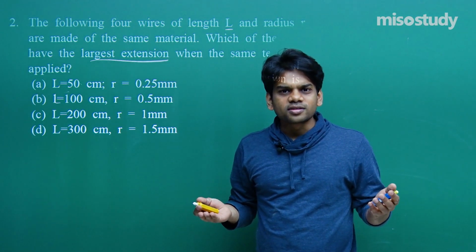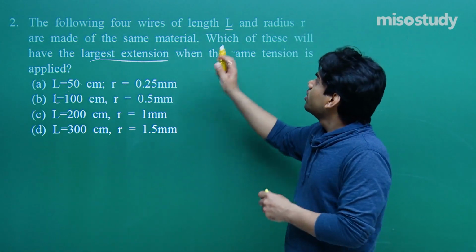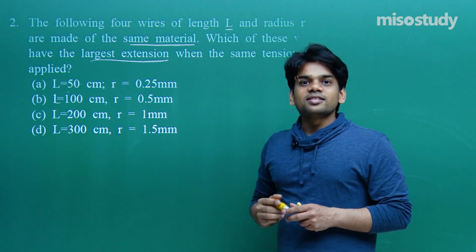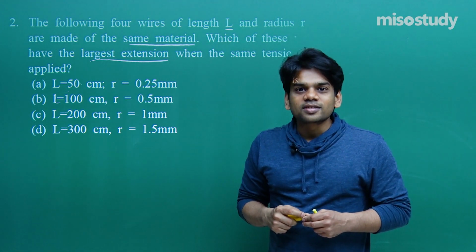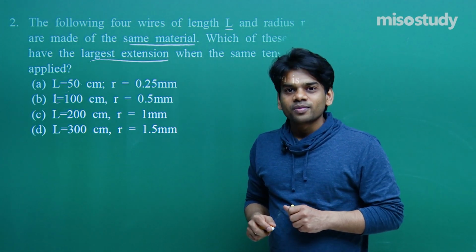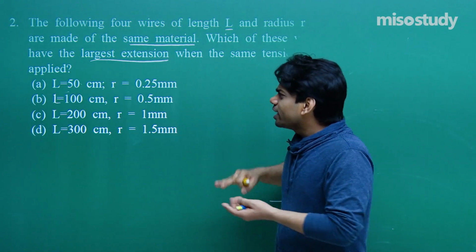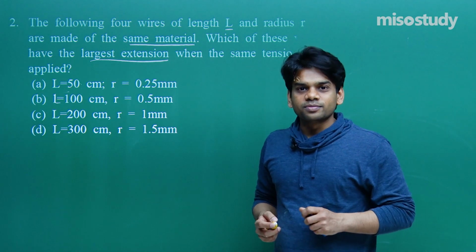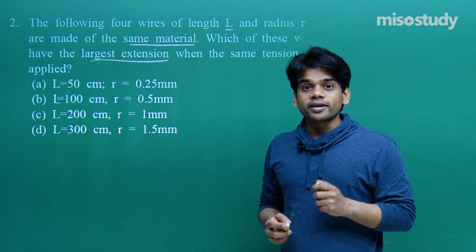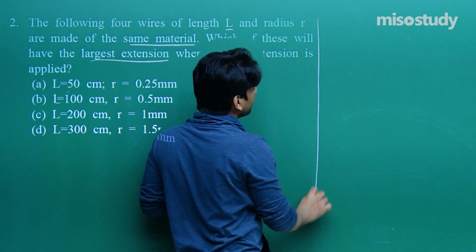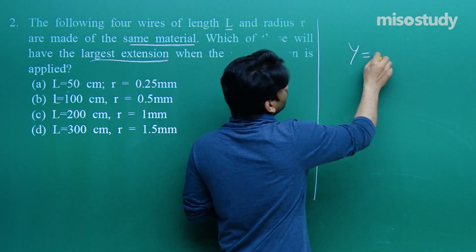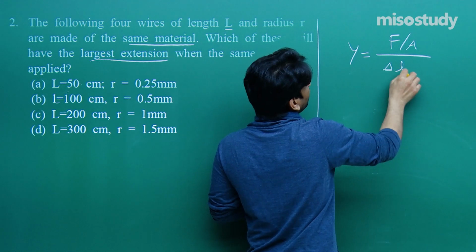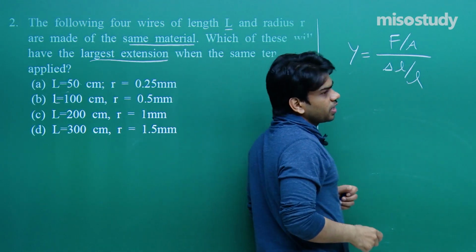Young's modulus remains constant since the material is the same. You see here, length L and radius R, of the same material. If the material is the same, that means Young's modulus will be the same for each of the wires. The dimensions are different, length and radius are different, that means length will be different and area of cross section will be different. So let me write down the formula for Young's modulus. Young's modulus Y equals F by A divided by delta L by L. This is what we have.